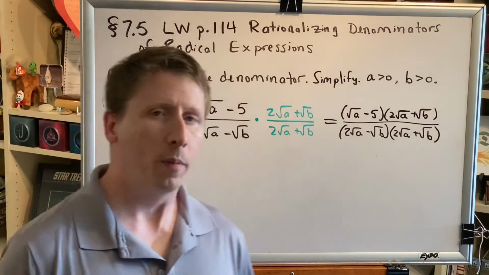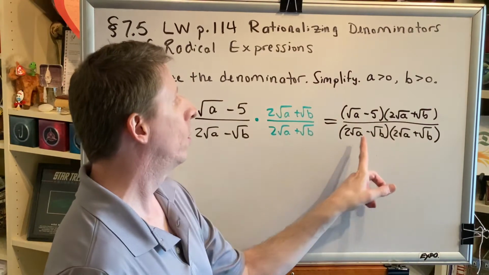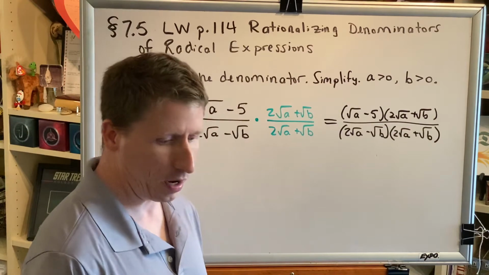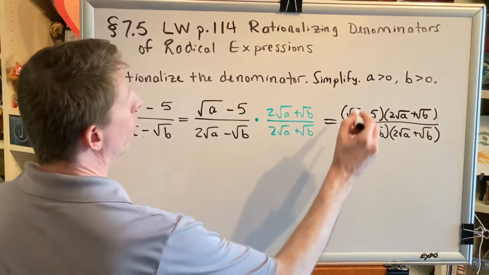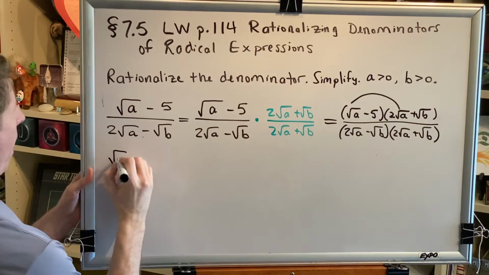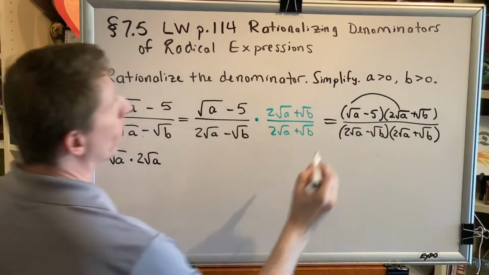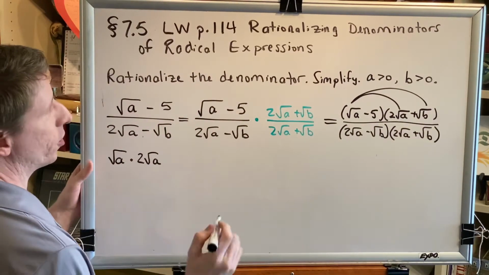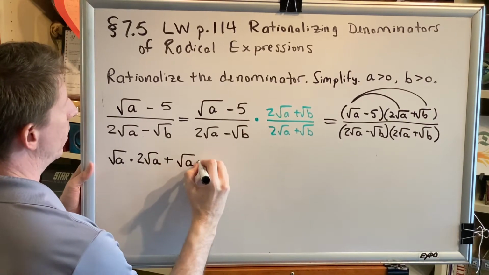Now, what we're about to do is a little bit on the challenging side. We're going to FOIL twice, once for the numerator and once for the denominator. All right, let's start with the numerator. So, FOIL. We want the first times the first. So that's root a times 2 root a. All right, now the outside. Root a times root b. And because they're both positive, we'll write plus. So plus root a times root b.